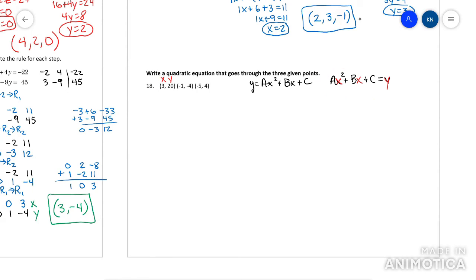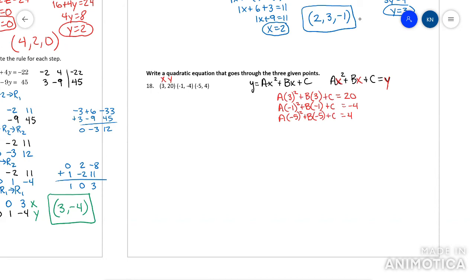And you're going to make 3 equations out of this. So here's what it's going to look like. You've got a times x squared. So that's a times 3 squared plus b times 3 plus c equals a y value of 20. Then do it again for the other 2 coordinates. So a times -1 squared plus b times -1 plus c equals -4. And a times -5 squared plus b times -5 plus c equals +4.